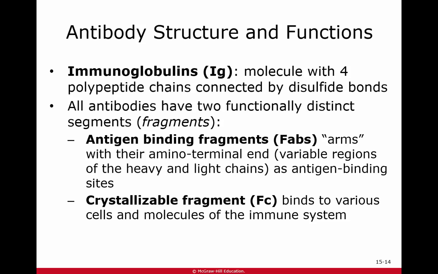Immunoglobulins are represented by Ig. This is a molecule that has 4 polypeptide chains that are connected by disulfide bonds, and all the antibodies have 2 distinct segments or fragments. There are the Fabs, which are where the antigens bind. It's the arms with the antigen binding site, and then there's the crystallizable fragment that binds to various cells and molecules of the immune system, and it can be crystallized in a pure form.